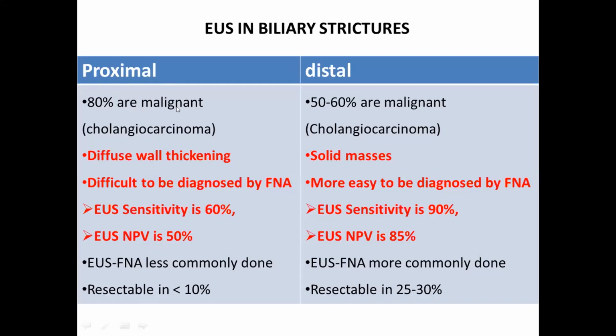80% of the proximal strictures are malignant, cholangiocarcinoma, and it is usually in the form of diffuse wall thickening, not in the form of a mass. So it is difficult to diagnose by FNA. The sensitivity here of FNA is only 60%, and the negative predictive value is 50%.